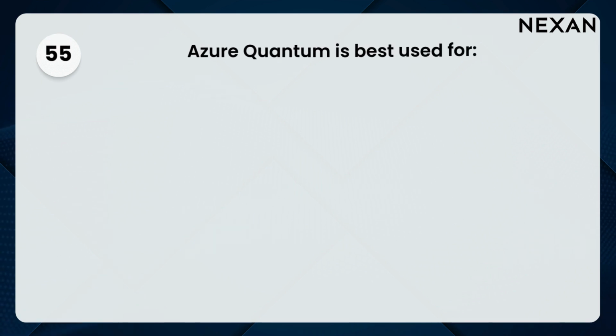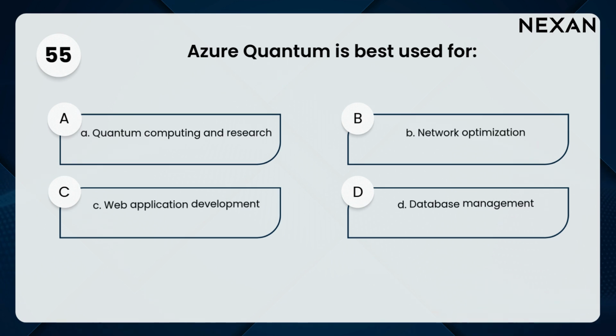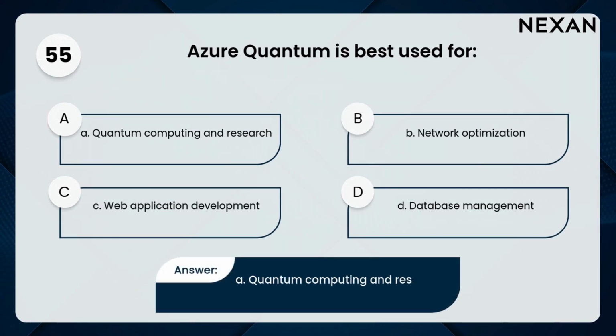55. Azure Resource Manager is best used for: A. Data analytics, B. Managing the lifecycle of Azure resources, C. Hosting web applications, D. Virtual networking. Answer: B. Managing the lifecycle of Azure resources.